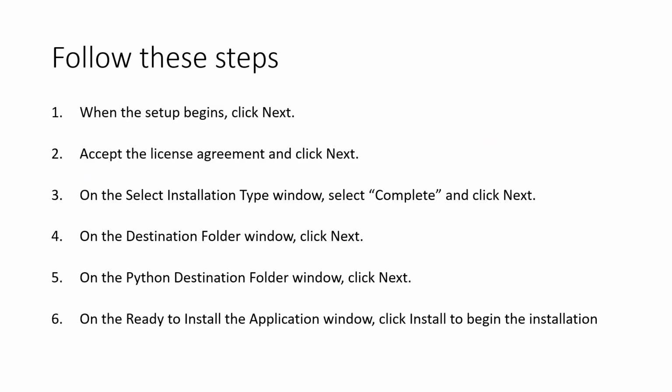After that, once the setup begins, you'll click next whenever it asks. You'll accept the license agreement when it asks and click next. On the select installation type, you're going to select complete and then click next. For the destination folder window, click next. On the Python destination folder, click next. On the ready to install application window, click install, and then the installation will begin.